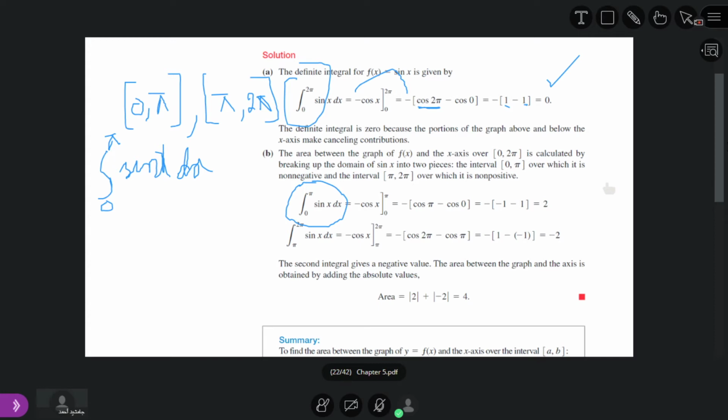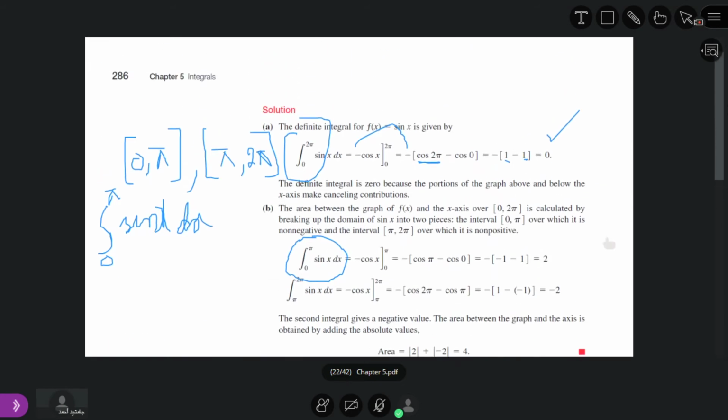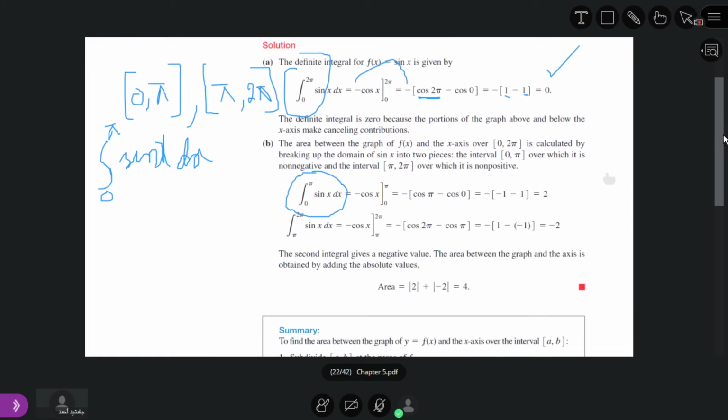The second step, we have to integrate f over each subinterval. It means as we did in the previous, we did the definite integral over 0 to pi, and we evaluated the definite integral on pi to 2 pi. The last step is to add the absolute values of the integrals over the intervals.